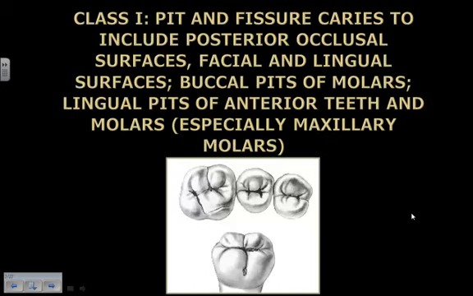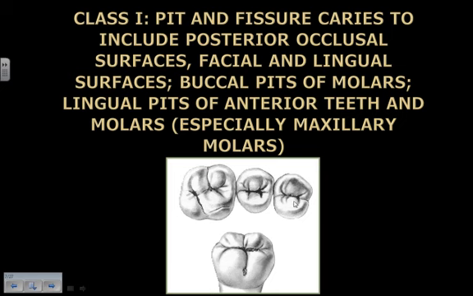So let's look at the different classifications of carious lesions by their definitions, by their appearances. Class 1 carious lesion refers to pit and fissure caries, to include posterior occlusal surfaces, facial and lingual surfaces that are pitted, buccal pits of molars, lingual pits of anterior teeth, and lingual pits of molars, especially maxillary molars, the cusp of Carabelli. On this line drawing, we can see on the maxillary first molar a carious lesion on the occlusal surface on the distal extending to the lingual fissure. We could see it on the occlusal surface on the mesial. Although there's a cusp of Carabelli on this maxillary first molar, there's no caries there, although it would not be unusual to see a carious lesion in that area.